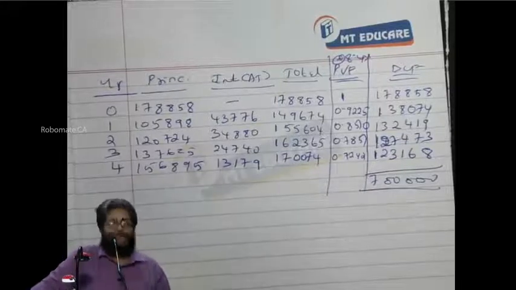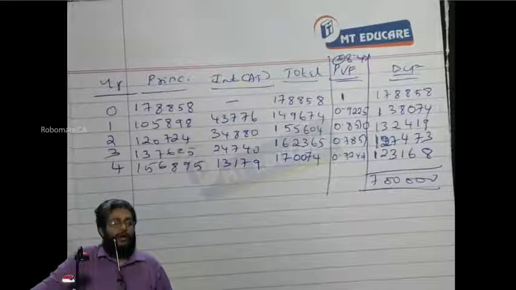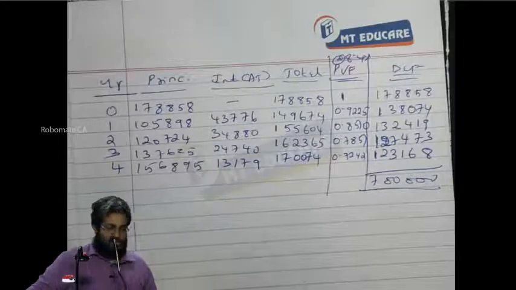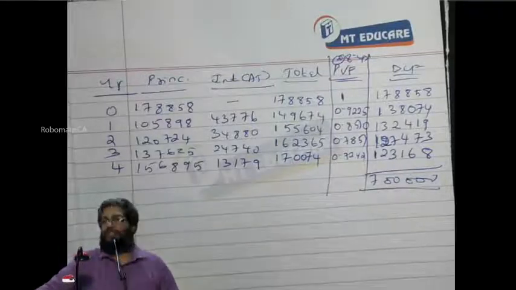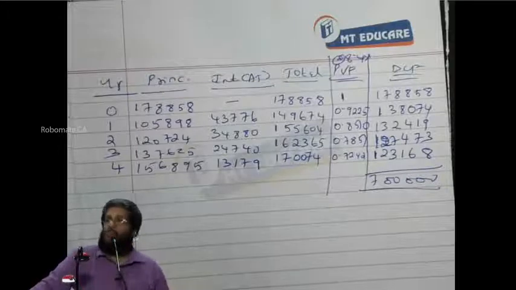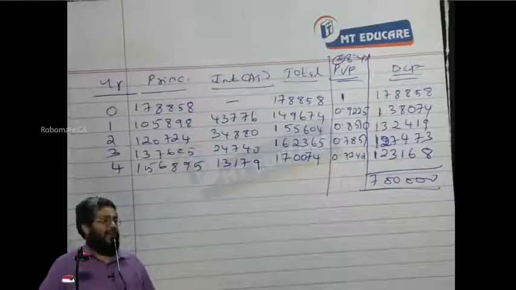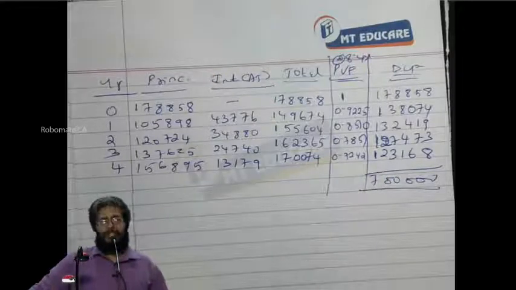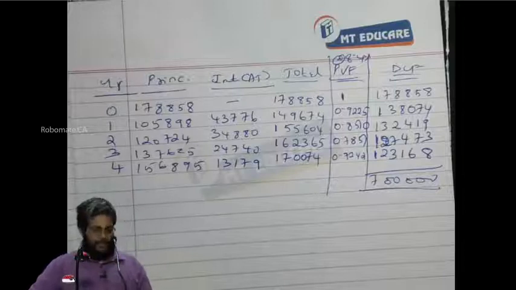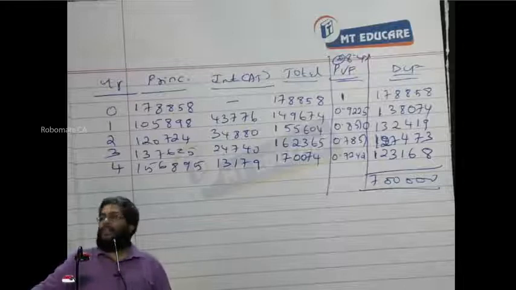Point number 1. Borrow and buy option has 4 cash flows. Branch it into 4. Tell me, what are the 4 cash flows?